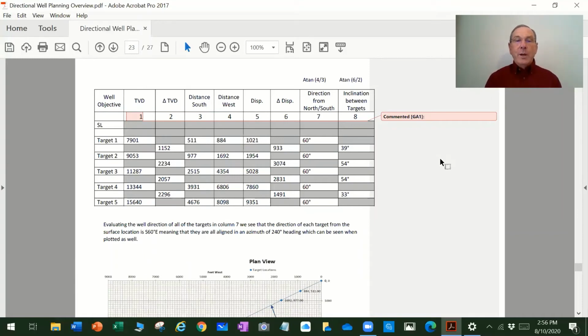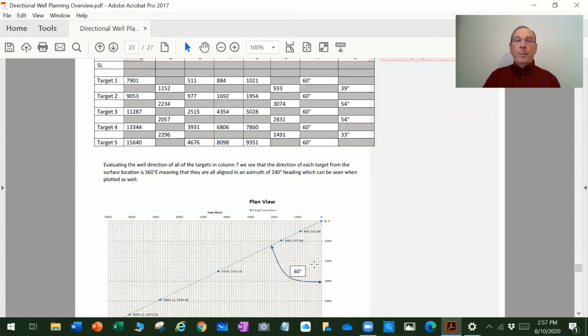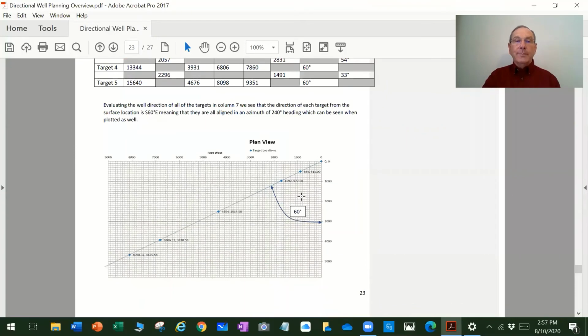So the first thing you can recognize on this chart is that in column number 7, all the directions of all the targets from the surface location have a direction from the south of 60 degrees. That means that all of these targets are located going south 60 degrees west. So you also could say that would be a 240-degree azimuth. If we add 60 to 180, that would be a 240-degree azimuth in direction.